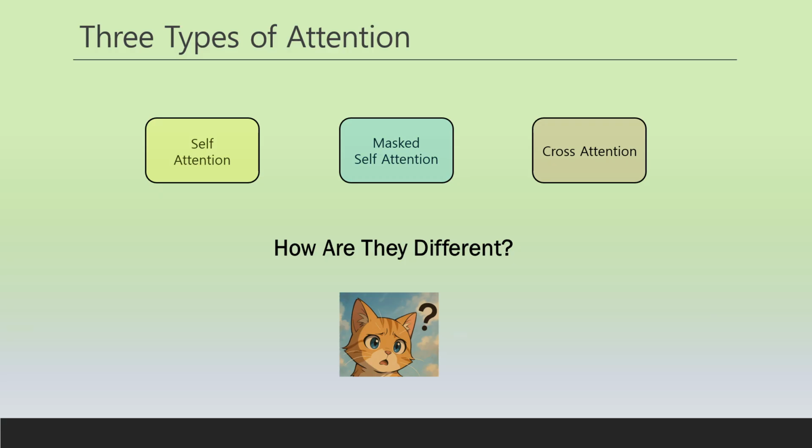Now that we've mapped out the big picture, let's move to the fun part, the three types of attention themselves. How are they different? And how does each one actually work inside the transformer? We'll answer those questions in the next few videos.